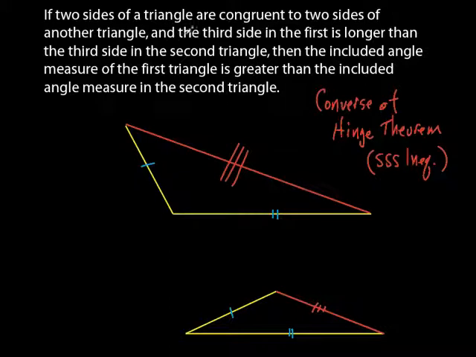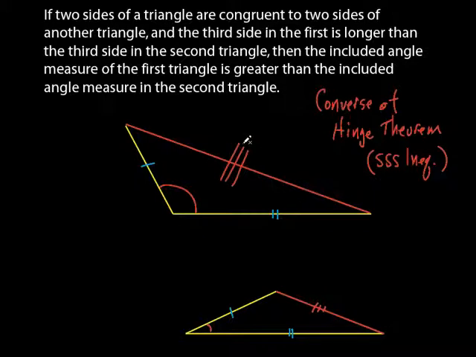So let's see it again. And the third side in the first one right here is longer than the third side in the second one. So that one's longer than that one. Now, what does it say? What is our conclusion? Then the included angle measure of the first triangle, which would be this one right here, is greater than the included angle measure of the second one. Remember what this is saying. The first hinge theorem said if this angle is bigger than this one, then this side is bigger than this side. The converse is just saying the opposite way.